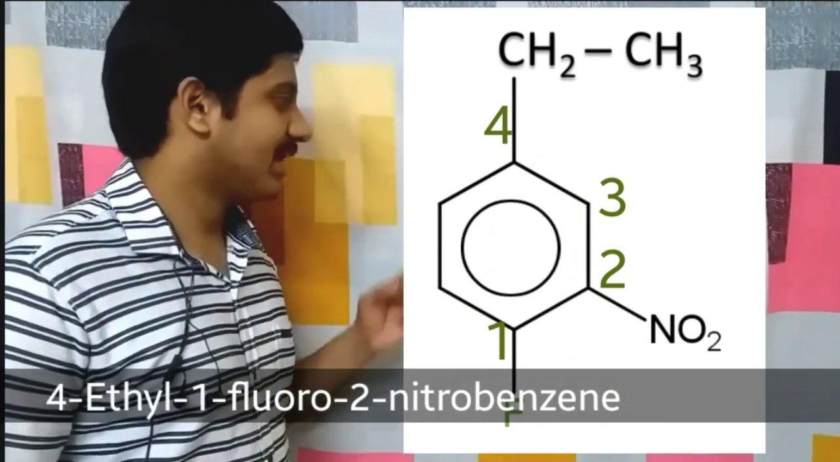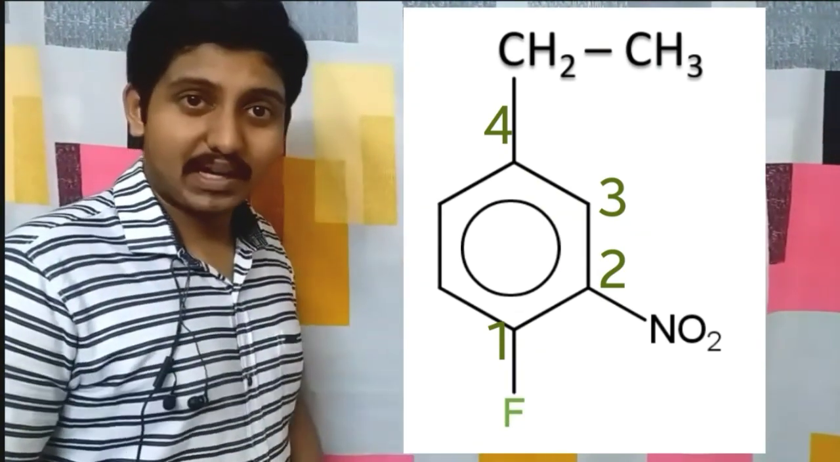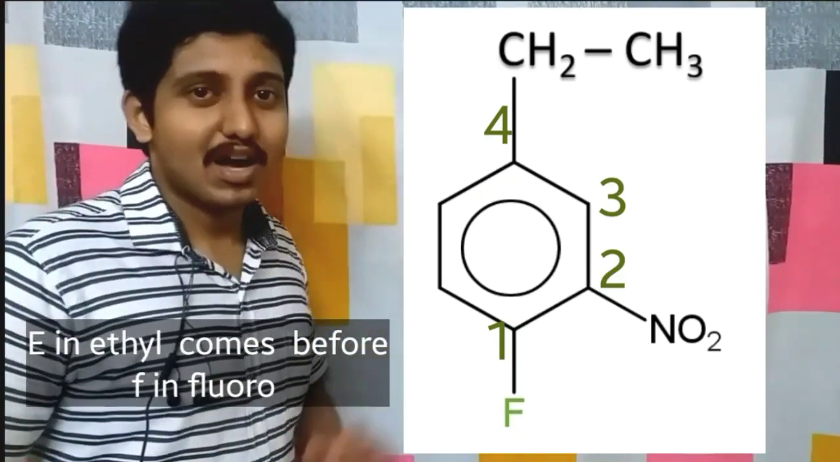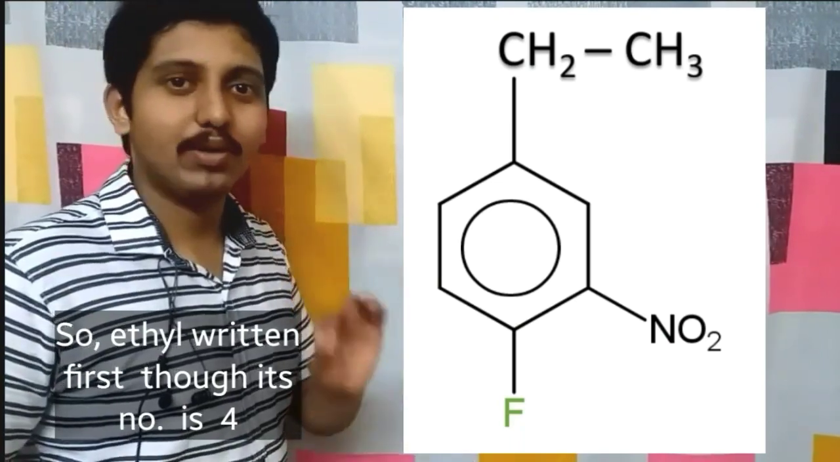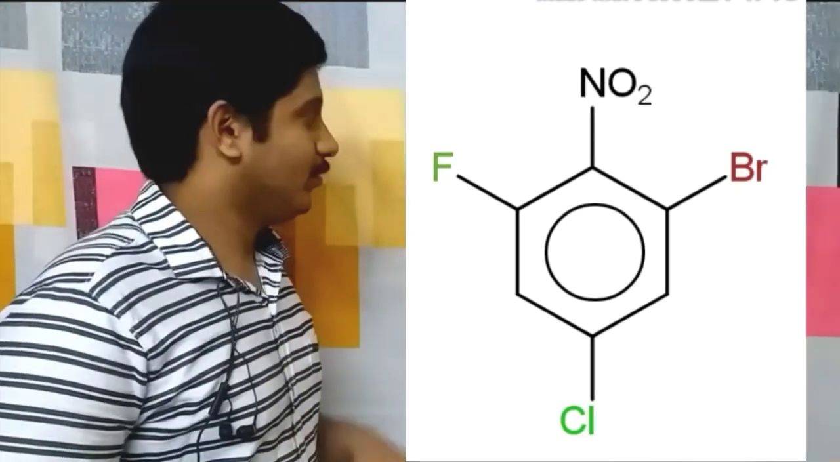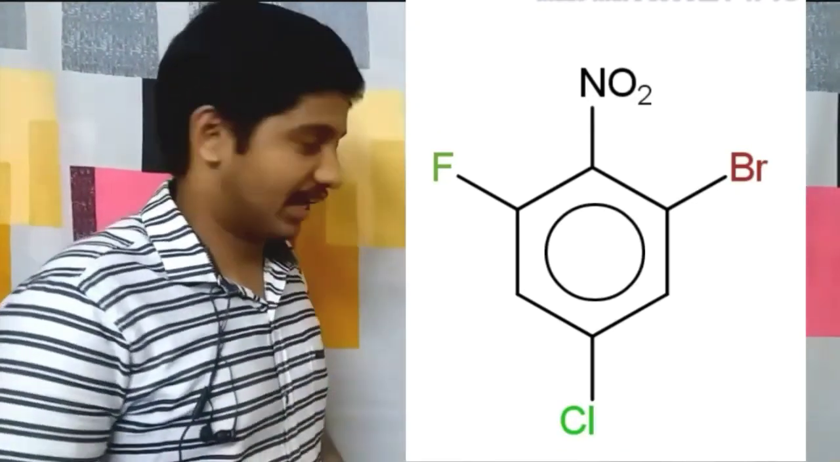But why do we write ethyl first in the IUPAC name? This is because E comes before fluorine, that is F for fluorine, and hence E is written first, though its number is 4. Now let's deal fastly with one more example.